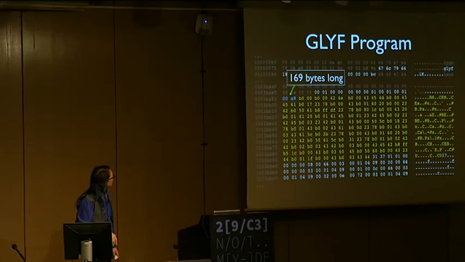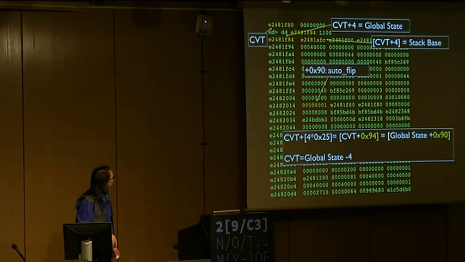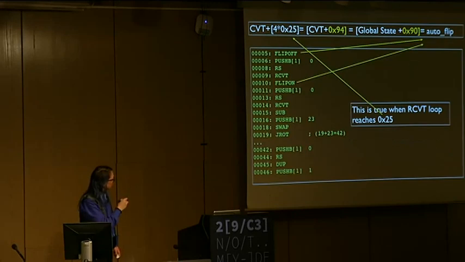Anyway, and so blah blah blah. You go along, and eventually you get to there. So it's walking along, and then it gets to here, and this bit goes from 0 to 1, and then 1 to 0, and so forth. And it says, aha, I know where I am now. I'm 90 bytes past the end of this thing, or 25 loops through.